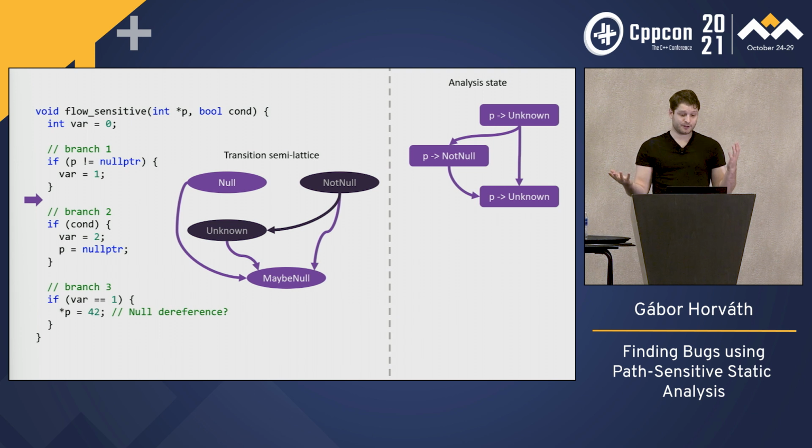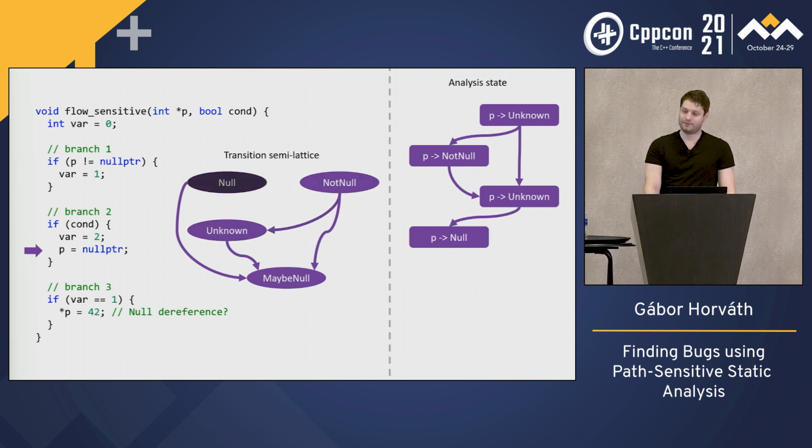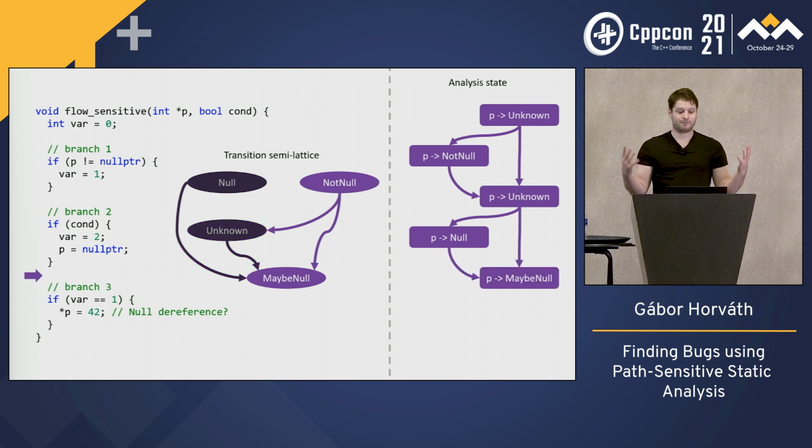So in this case, merging not null and unknown, the result is unknown. And this is basically a safe approximation of the runtime values at this point. And in the next branch, we see an assignment. So the value of p is null. And after, when we merge the states from the branch and skipping the branch, the value will be maybe null, because there was a path where the value of the pointer was null.